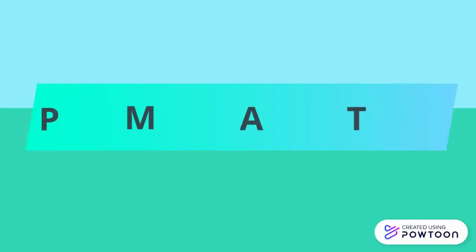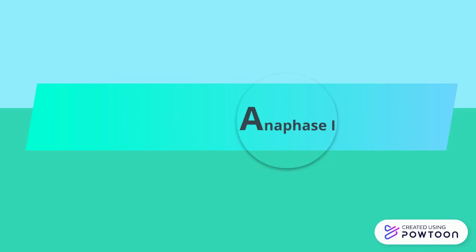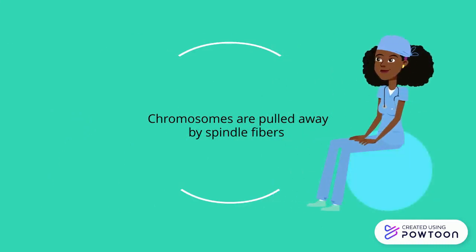Once the chromosomes are done lining up in the center of the cell, we then move on to anaphase 1, which is the third stage of meiosis. In this stage, the chromosomes are pulled away by spindle fibers.